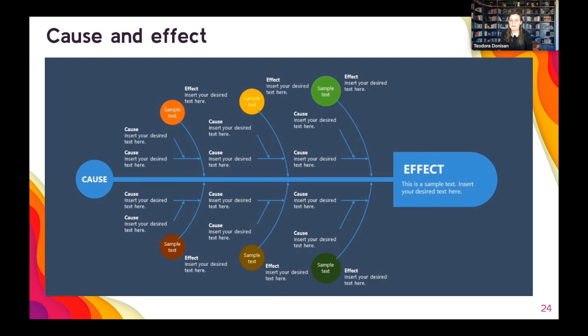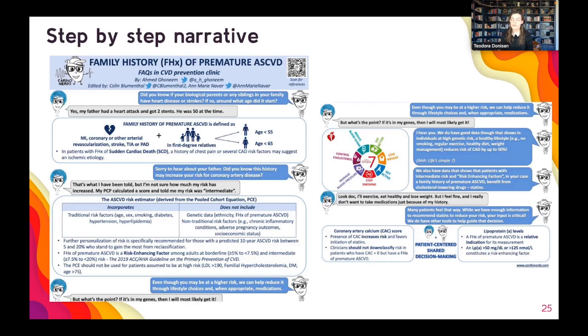This is not a CardioNerd infographic. It's just an illustrative example that could potentially be used in a QI infographic to show cause and effect. We can also use infographics to provide a step-by-step narrative, masterfully illustrated in another infographic by Ahmed about frequently asked questions in the cardiovascular disease prevention clinic.